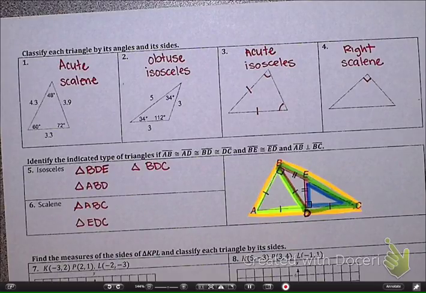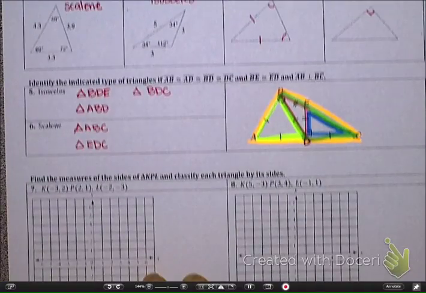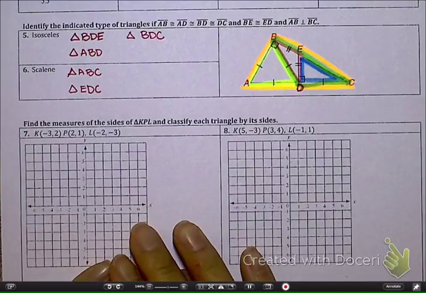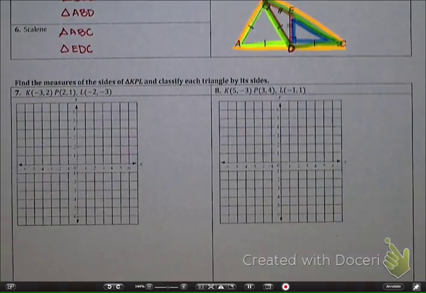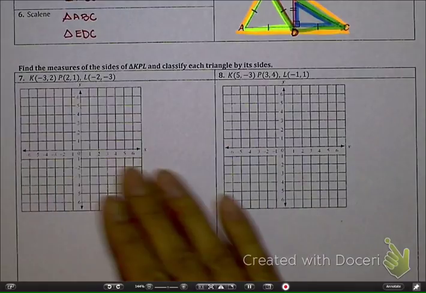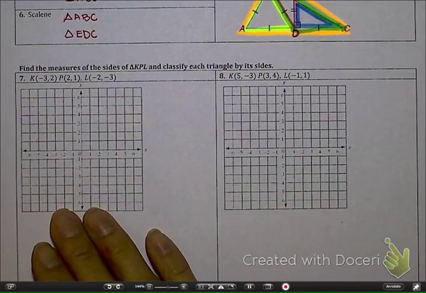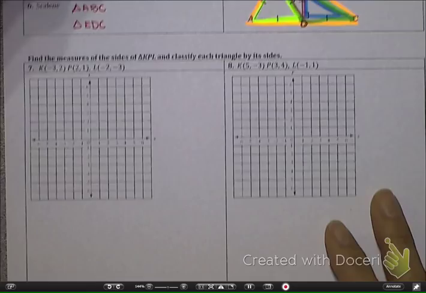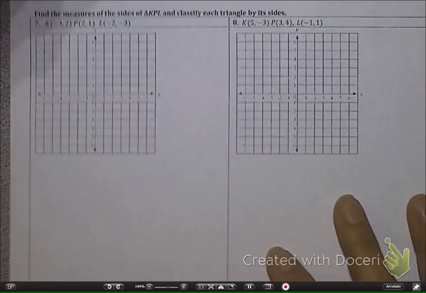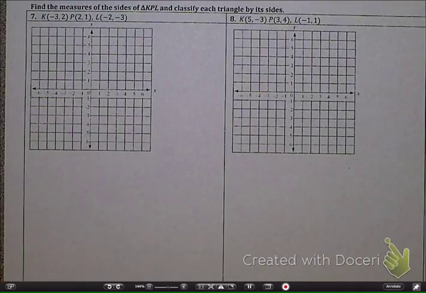Okay, let's move on to the last topic that's going to be on your homework. The last topic is finding the measure of the sides of this triangle and classifying it by its sides, but there's no triangle here. So what do we have to do first to be able to see the triangle? Yeah, plot the points, right? Okay, so let's go ahead and plot the points.